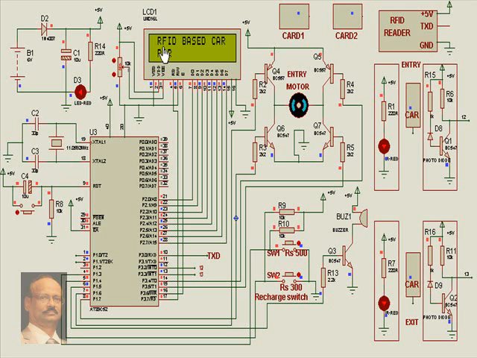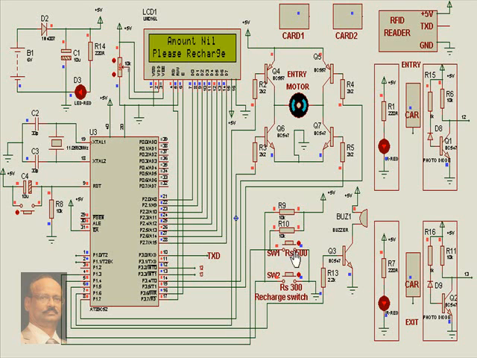Now it says RFID based car parking system, and supposing any car tries to enter. Once the car tries to enter, it says welcome, swipe the card. Now supposing we have taken two cards. He is trying to swipe this particular card, say card 2, and it gives an indication that amount is nil. He doesn't have any money in this card, so he is told to recharge the card.